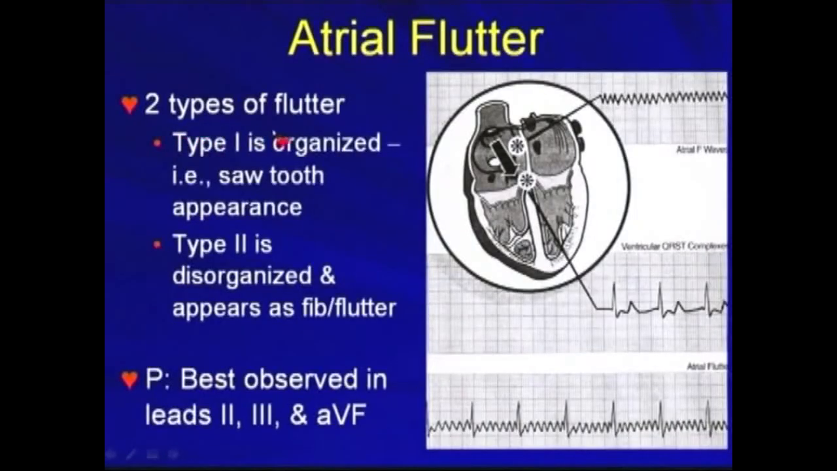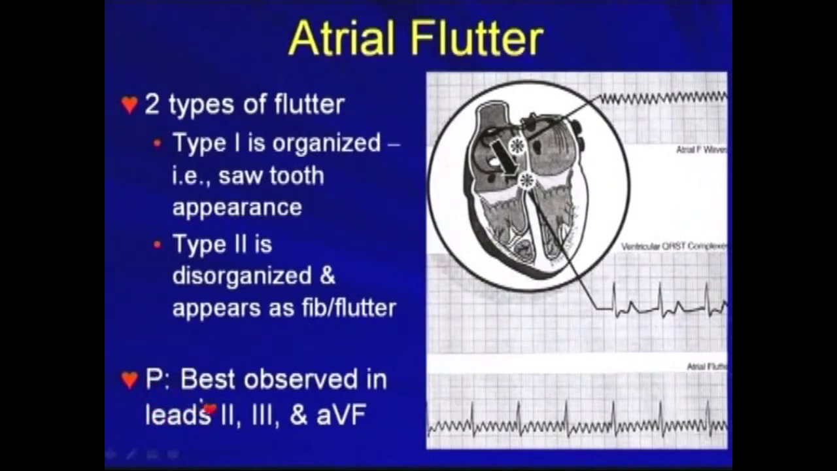There are many classifications of atrial flutter. It's type 1 and type 2. Type 1 is organized, that is, a sawtooth appearance. Like here, you see the typical sawtooth appearance. And type 2 is disorganized and appears as atrial fibrillation and atrial flutter, so-called a fib flutter.